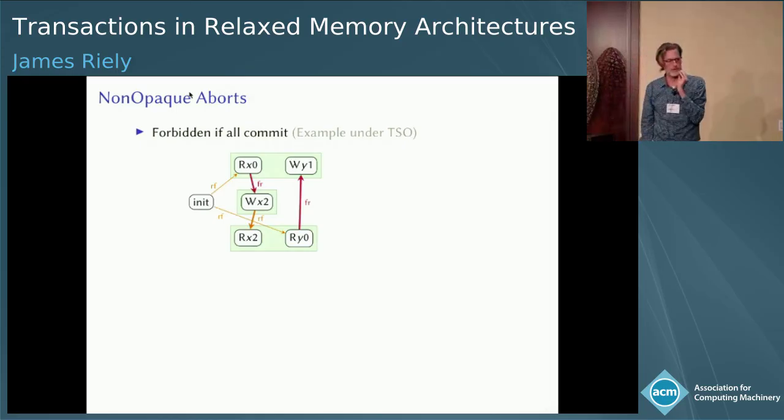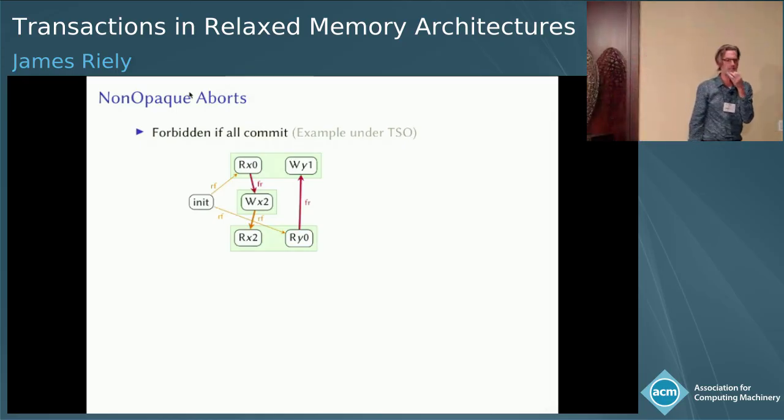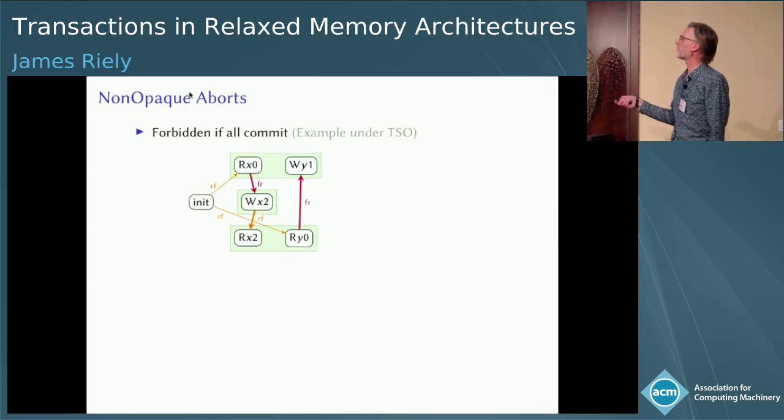Now let's look at the issue of aborted actions. So here is an example where this is a forbidden execution. Right? So I have the top transaction reads X is 0 from the initial transaction. That's before this write that X is 2, which is read by the third transaction. The third transaction subsequently reads the initial value of Y, which of course must happen before this write of Y. So we have a cycle here, and this execution is disallowed.